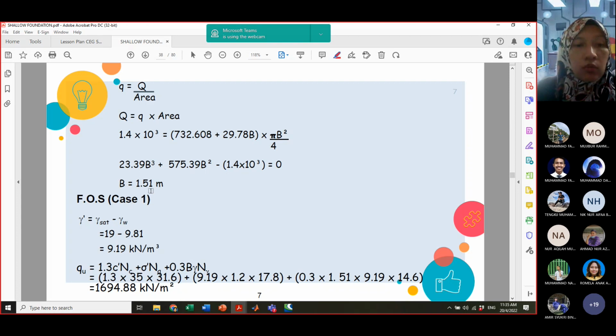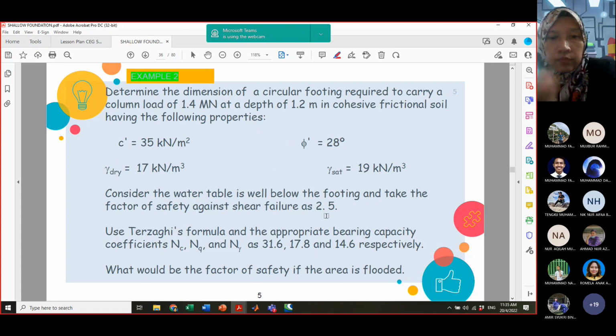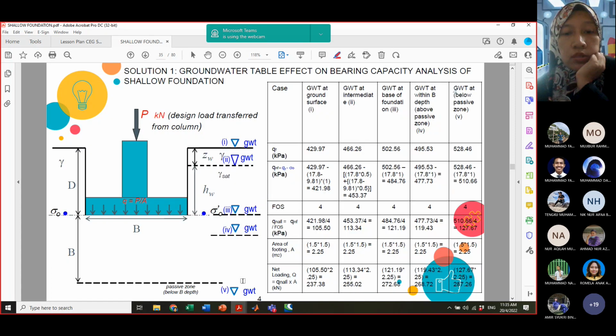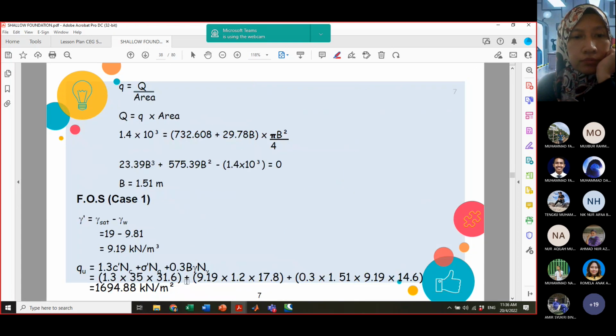So apa tujuan dia? Tujuan dia adalah untuk kita estimate the next ultimate bearing capacity of the soil accordingly to the case 1, yang mana tadi dia sebut well below. Well below ni is a condition yang mana water table below the passive zone. Remember just now I show you that we have 5 cases. 5 cases well below ni jatuh pada case number 5, iaitu water table berada di bawah passive zone.